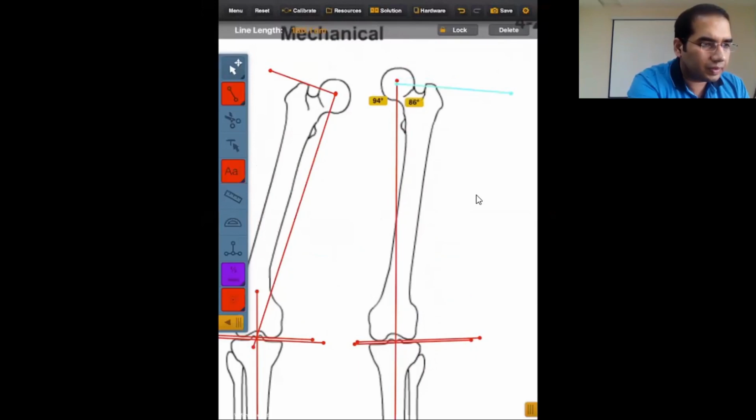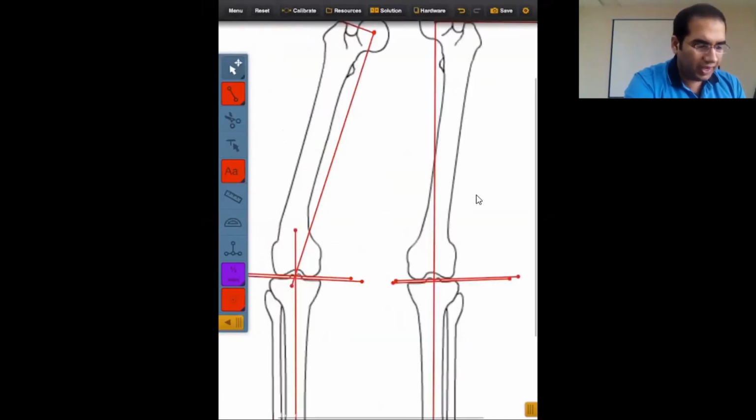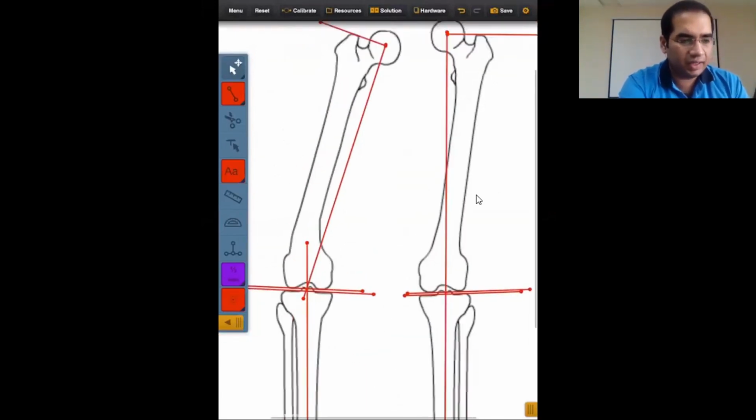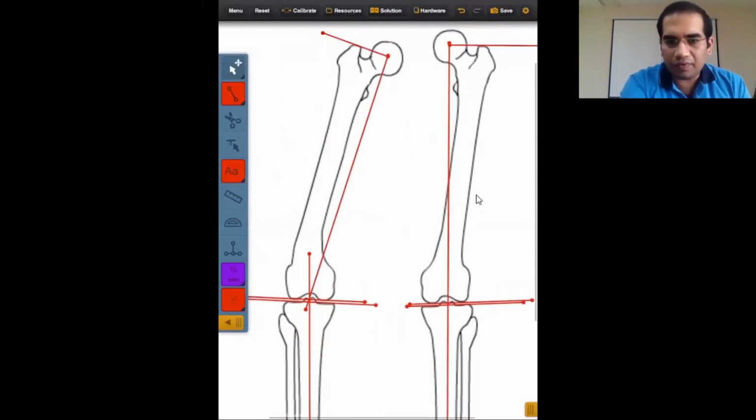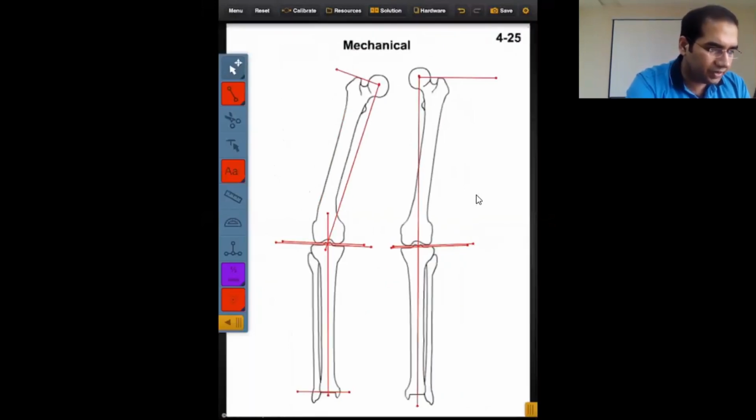It's not in the perfect center. It's 90, sorry, the line was not perfectly in the center. So our aim on the right side is to achieve 88 degrees of lateral distal femoral angle, because on the normal side, it is 88 degrees. So what are we going to do here?